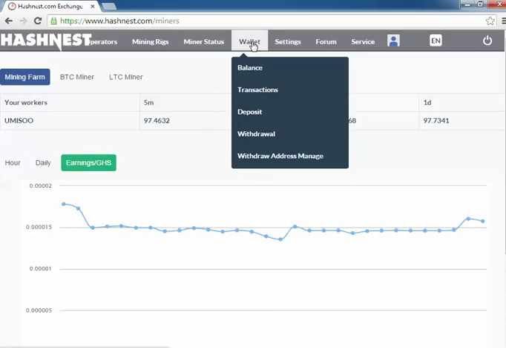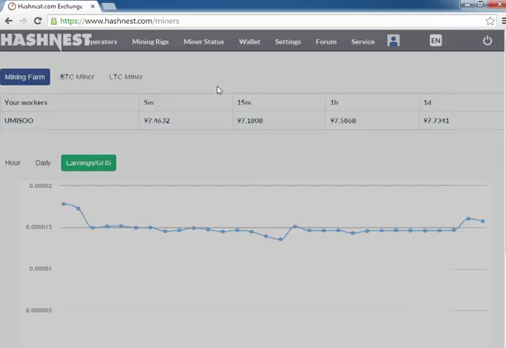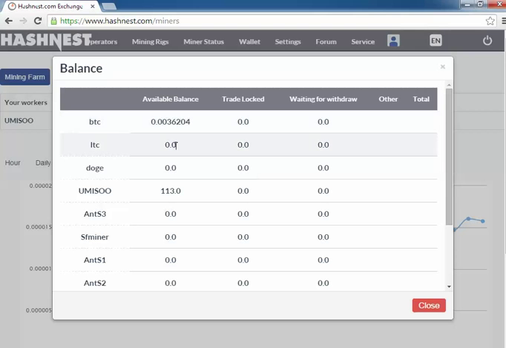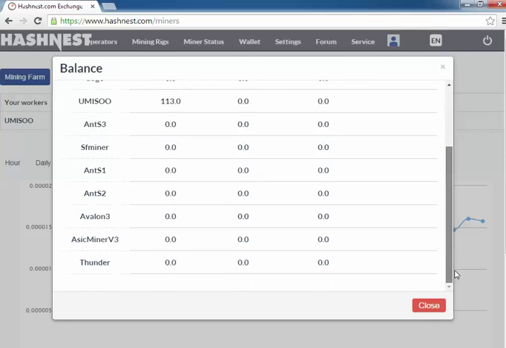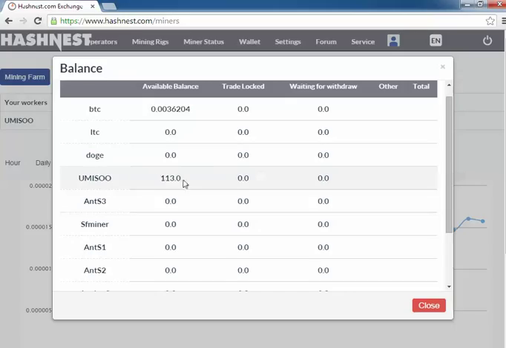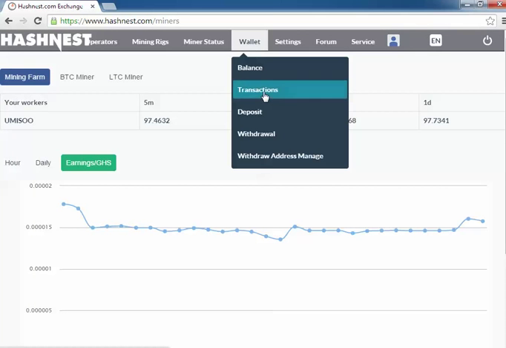Wallets. Obviously, most of the basic ones. We've got your balance, transactions. Balance, it lists your balance not only with the Bitcoin here, Litecoin and Doge, but it also lists your balance in hashes of all the other miners down here. For example, you can see I've got 113 gigahash on Umisu, and I will show you how easy it is to increase that. Your transactions gives you your recent transaction list.